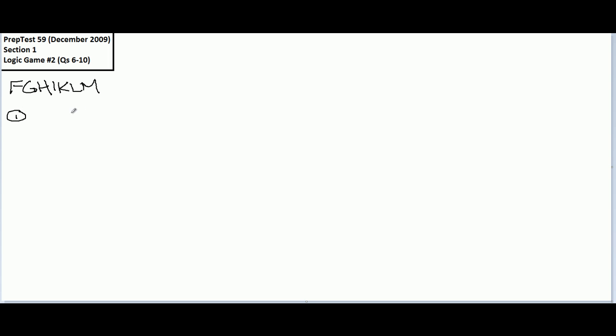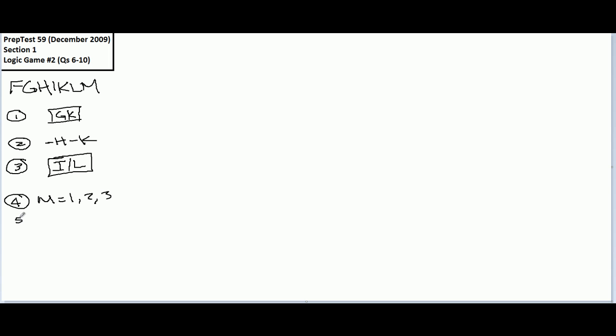Our first rule. G must be immediately before K. So we have G, it must be immediately before K, and this is a block. How about the second rule? Second rule, H must be before K. So H must be before K, but cannot be the first photograph. So there must be something in front of it. Okay. How about a third rule? I and L must be right next to each other. So I and L, in some order, must be next to each other. Rule number 4, M is either 1, 2, or 3. Rule number 5, F is 1 or 7.